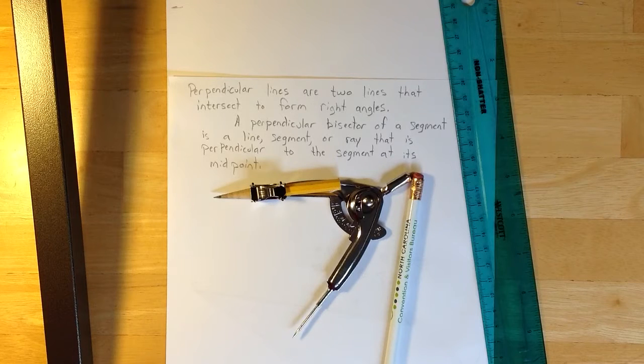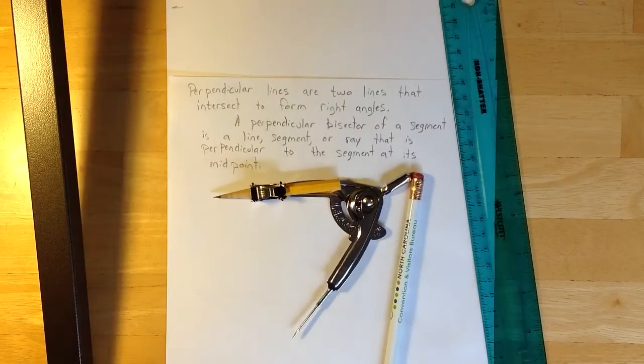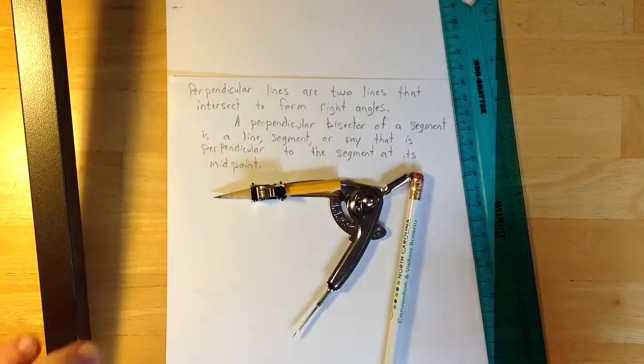Okay, and welcome back. Today we're going to be talking about perpendicular bisectors. So you will need your compass, straight edge, and pencil for this. And let's start our work by looking at some definitions.